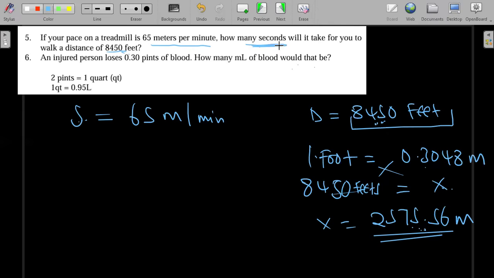So the first step, you can first convert it to minutes, and then you get those minutes, you convert them to seconds. What we are going to do here is that you know the formula for finding speed, right? From your grade 12, you said speed is equal to the distance divided by the time. Now we want to find this time. So if I make time my subject, it will just be the speed multiplied by the distance. So the speed is 65 meters per minute.